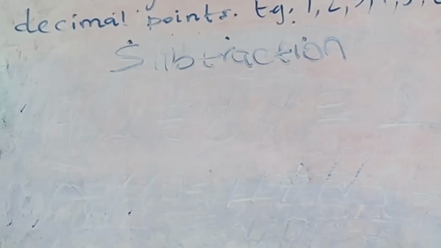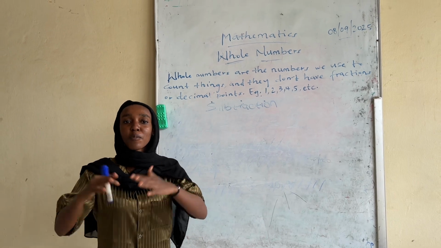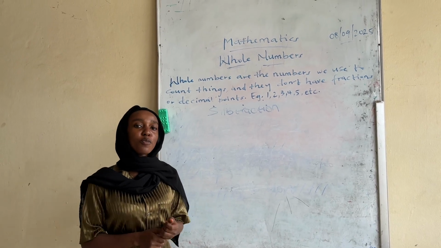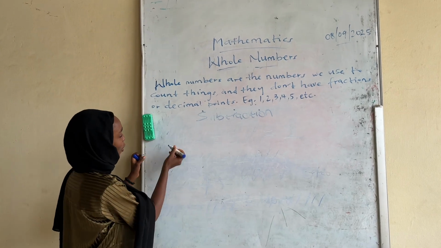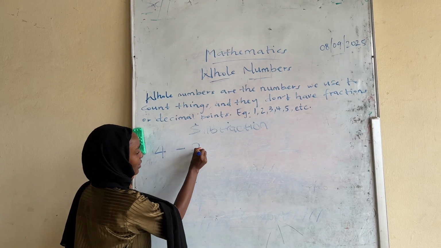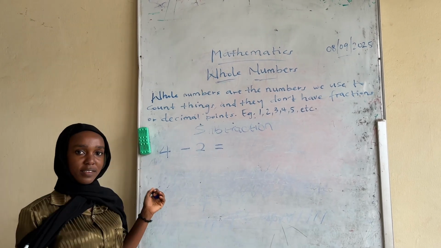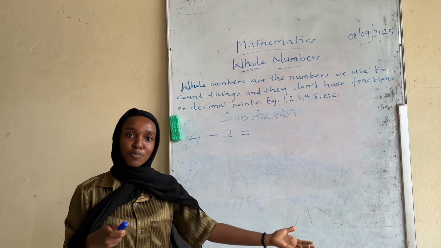So at the beginning of our lesson, we talked about whole numbers: subtraction, division, multiplication, and addition. Now we'll be looking at subtraction. Subtraction simply means taking away numbers from a total number you have. So we'll be using boxes to illustrate this. For example, I have 4 boxes and I minus 2 boxes out of it.